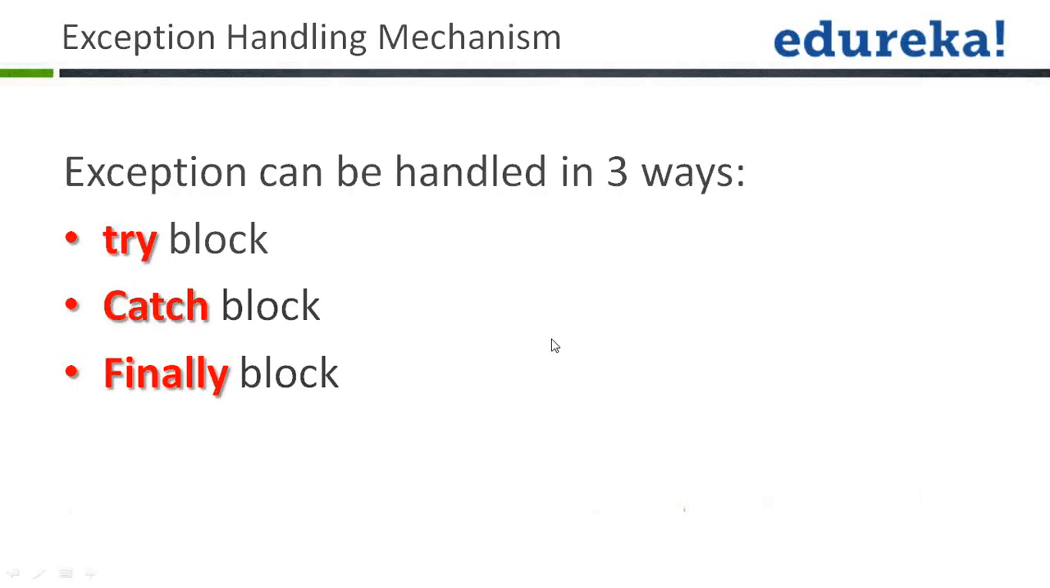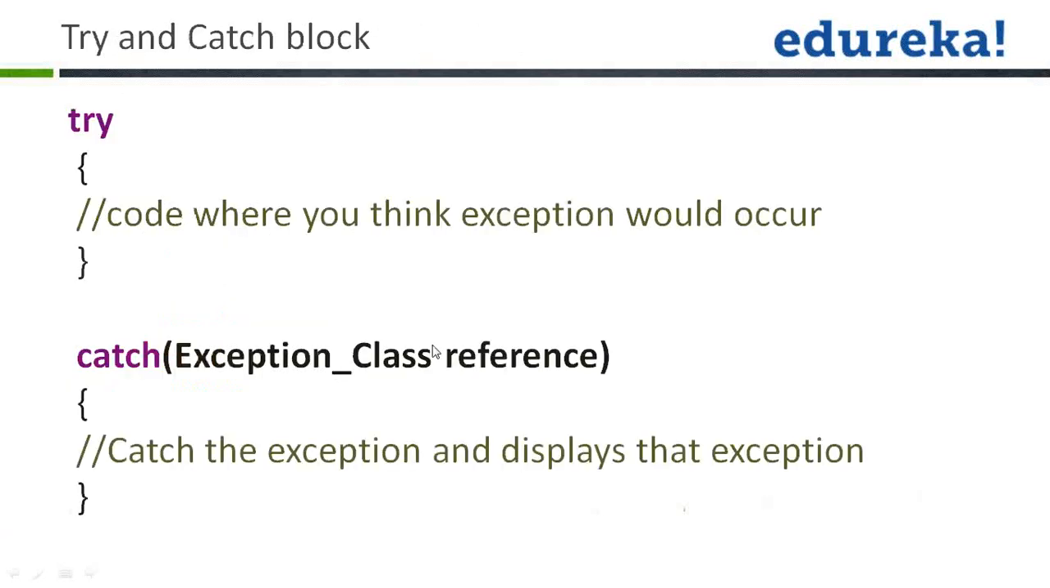Now, the exception handling mechanism. We understood what an exception is, and we understood the types of exceptions. Now we need to understand how to handle these exceptions using the mechanism. You can use a try block, a catch block, and a finally block. These are the three blocks that you use to handle exceptions. There could be multiple catch blocks as well, and we'll be going through that in a while. First of all, we come to the try and catch block and how to use it to handle exceptions.